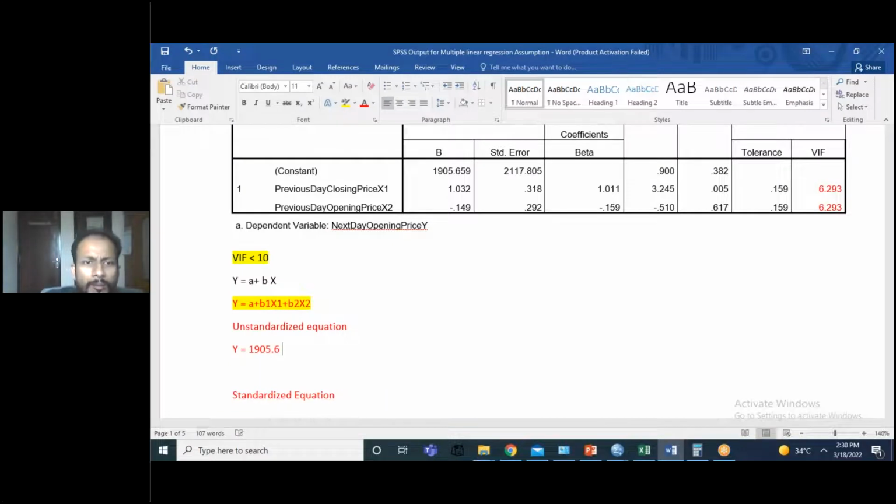1905.6 plus b1 x1. What is b1 here? It is 1.032 x1. I can put it like x1, not to change, because x1 is understood to be the previous day closing price. Plus b2, which is minus 0.149, that is minus 0.149. Put it as x2.